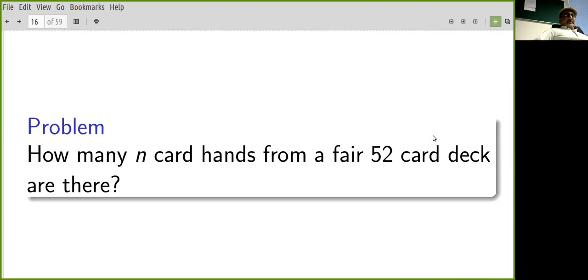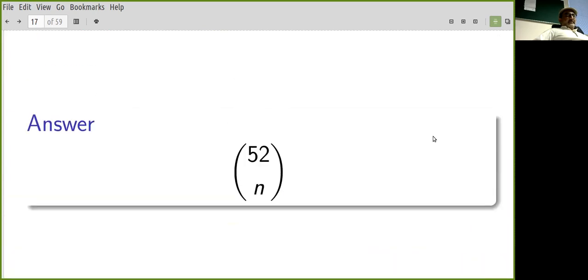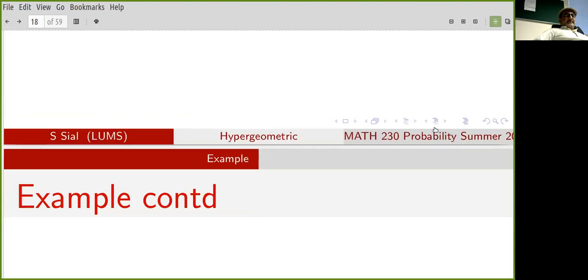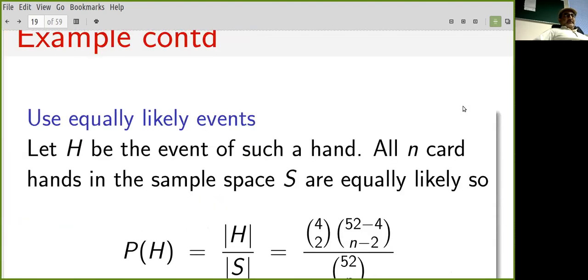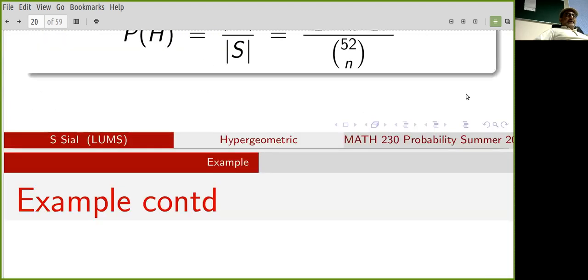Okay, and again, how many n-card hands from a fair 52-card deck? 52 choose n. So what's the probability that in an n-card hand you have exactly 2 queens? It's 4 choose 2 times 52 minus 4 choose n minus 2 divided by 52 choose n. We're using the equally likely idea that all of the n-card hands are equally likely coming from a fair deck. There's no cheating going on.